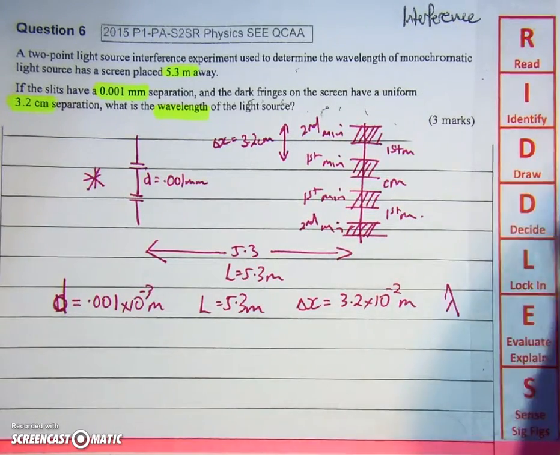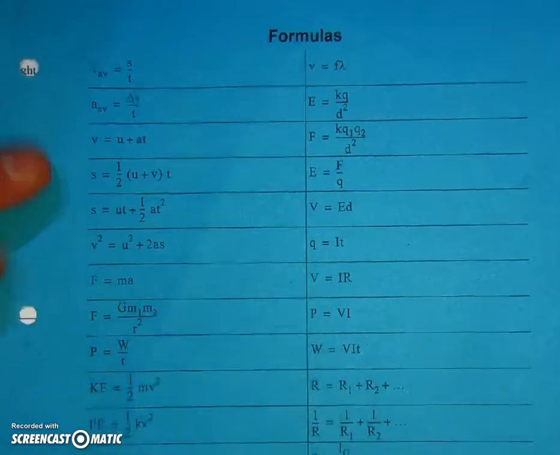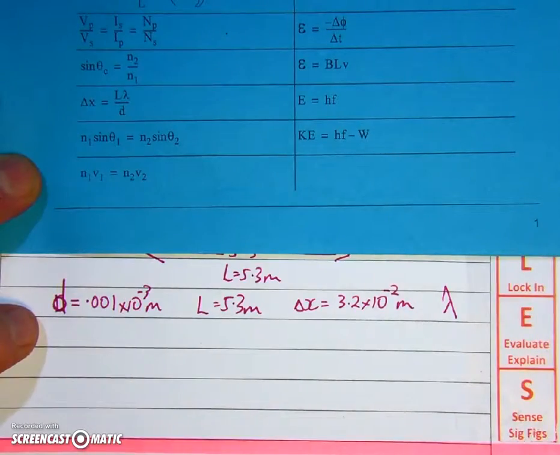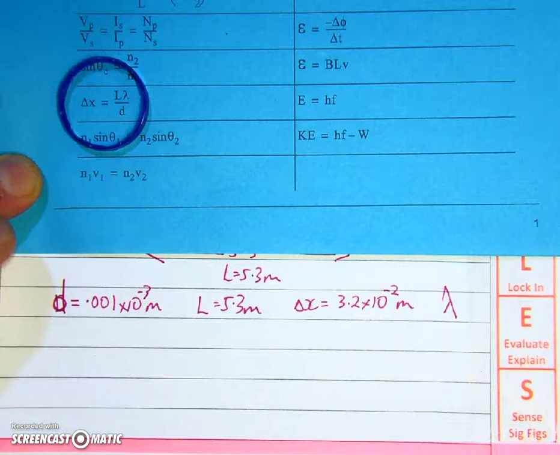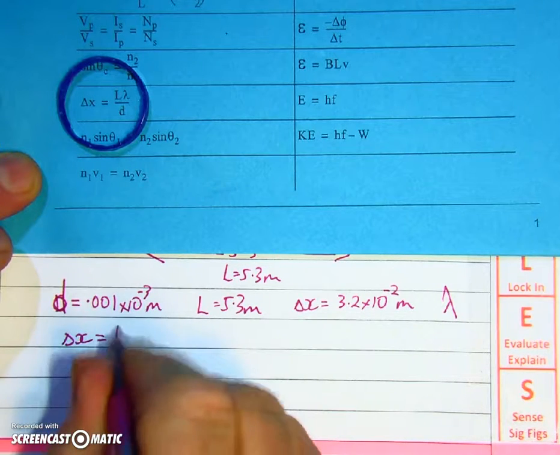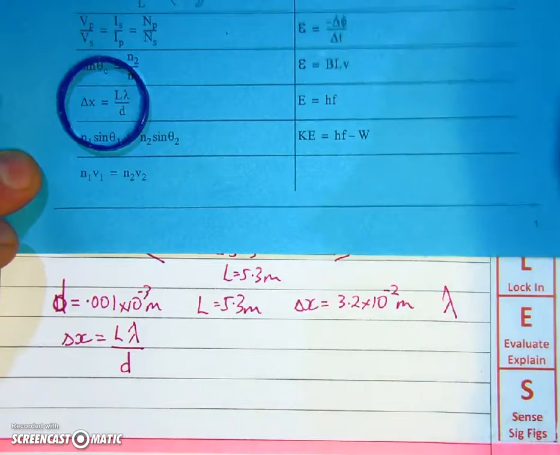So now we go to our formula sheet. Here's our formula sheet. We start off here at the top with kinematics, then we go on to light. So this is the light section. Looking through the light section here at our formulas, here we go. We have a formula that has delta X, L, lambda, and D. So we need to transpose that formula from our formula sheet and put it down on our answer booklet.